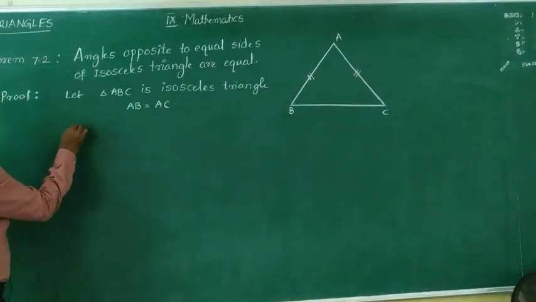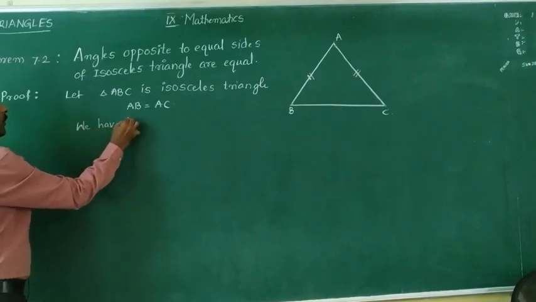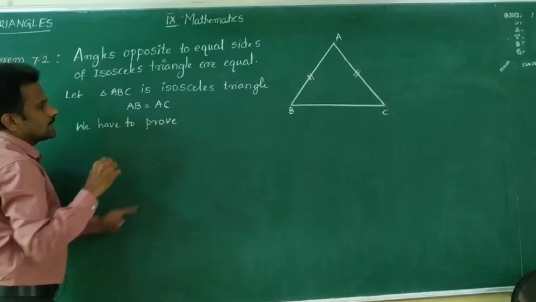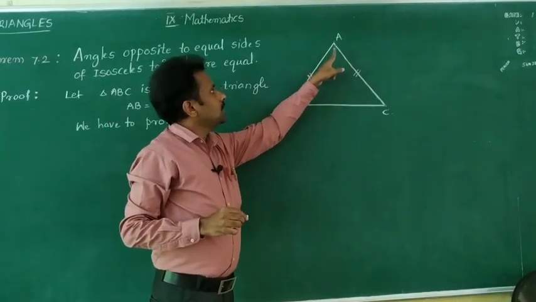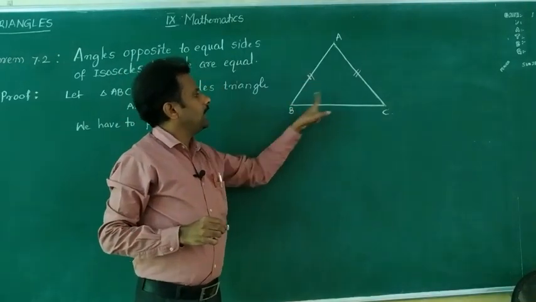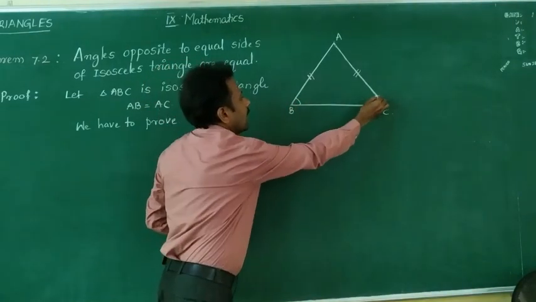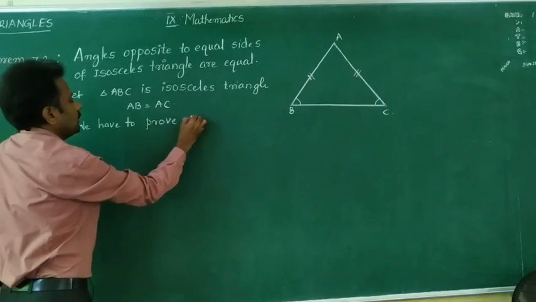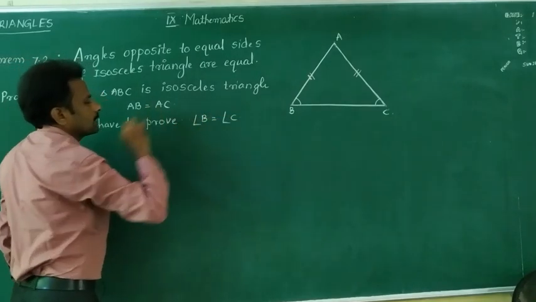Now what do we need to prove? We have to prove that angles opposite to equal sides are equal. Opposite to AC we have angle B, opposite to AB we have angle C. We need to show that angle B and angle C are also equal. We have to prove that angle B equals angle C.